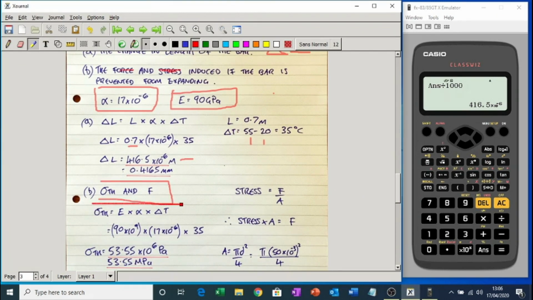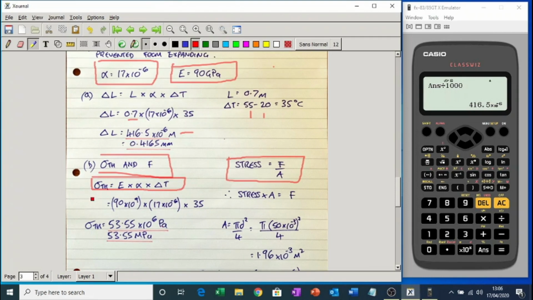Here's my formula for thermal stress, and here's my formula for stress. Once I've got the stress, I can then work out the force. So thermal stress first: Young's modulus, coefficient of expansion, and change in temperature. Young's modulus is up here, in giga. The coefficient is this here, and the change in temperature is the same as it was up there. So put that into the calculator.